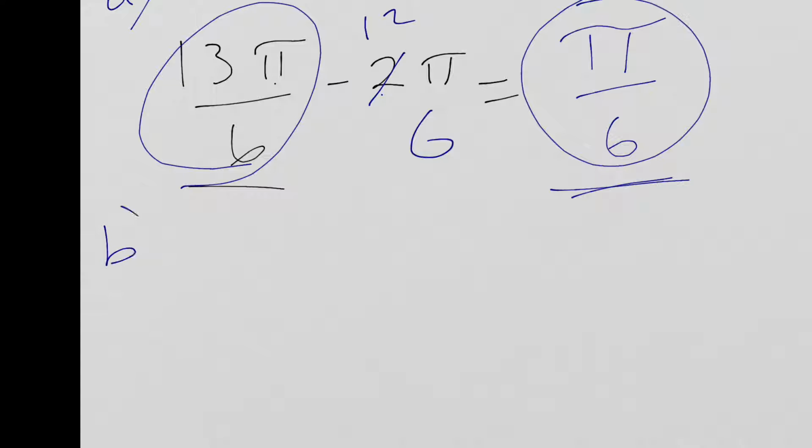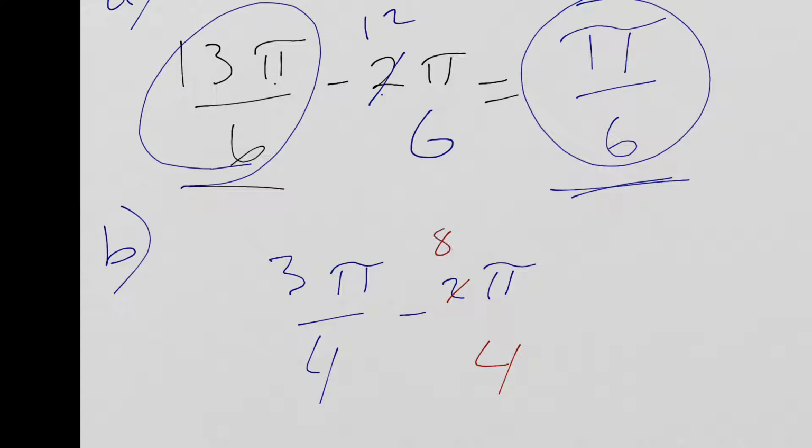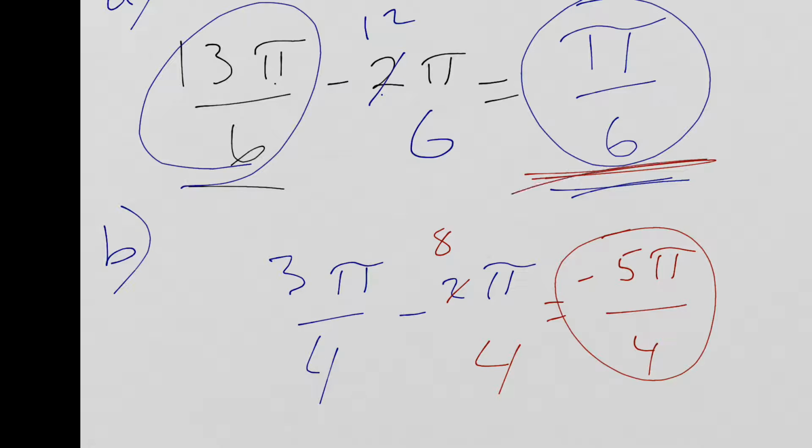Part B says we have a positive angle, 3 pi over 4. Again, we will subtract 2 pi. Again, we need to get a common denominator. Change colors to show that. Put a 4 on the bottom, turn this to an 8. 3 pi minus 8 pi is negative 5 pi over 4. So coterminal angles can be positive, like the one in part A, or they can be negative, like this one.